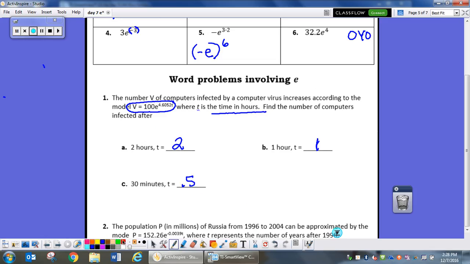So what you have to do here is you have to take your equation, and all you're doing is substituting your t now into the equation. And since this is dealing with computers, you can't have half of a computer, unfortunately. So I would definitely make sure you round to the nearest whole number. So make that note. That means no decimals.